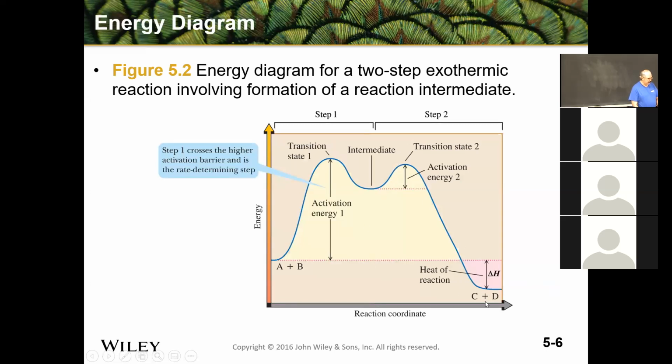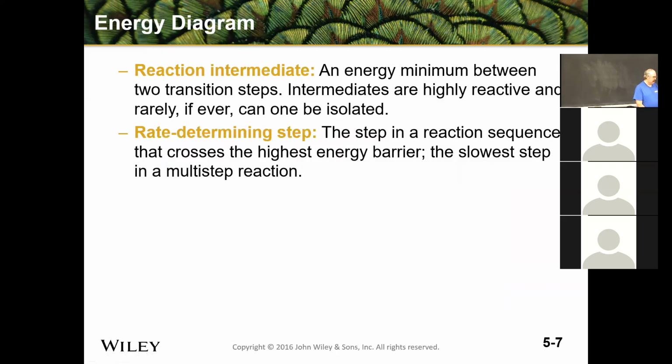Okay, in this example, since the product energy is lower than the reactant energy, this is overall an exothermic reaction. First step is endothermic, second step is exothermic. It's exothermic overall.